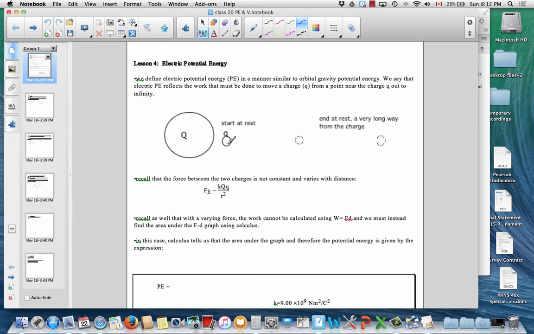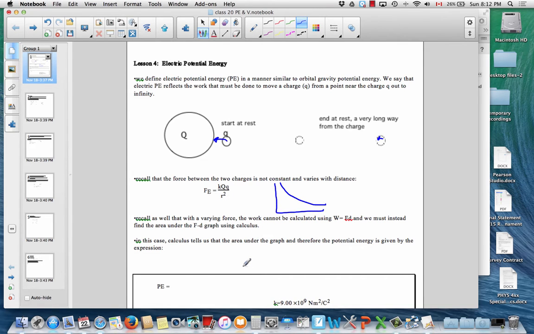Now, as we move that charged particle, we note that the electrostatic force will change. Now, if these were, say, opposite charges, then the electrostatic force would be attractive and would be relatively large here, and it's going to get a lot smaller way out here as you get further away. So because the force isn't constant, we can't find the work using the product of force and displacement, and instead we have to consider the change in force over distance and find the area under this graph, but it's a curve because it's an inverse variation.